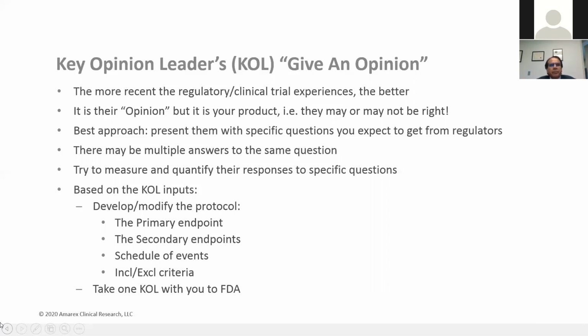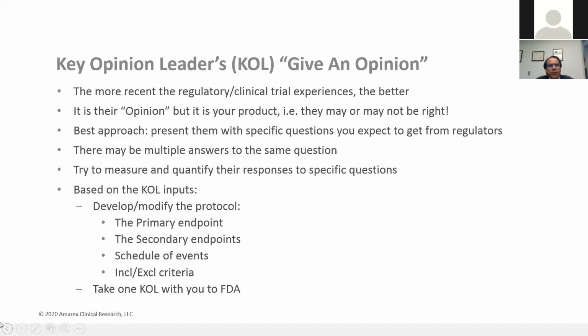Obviously, there are so many key opinion leaders. Some of them are ex-FDAers or regulators. They used to work with regulators, some are academicians. But if you are going to do that, use a key opinion leader with recent experience with regulators. That way you can get a better understanding when they are talking to you with respect to the topic.